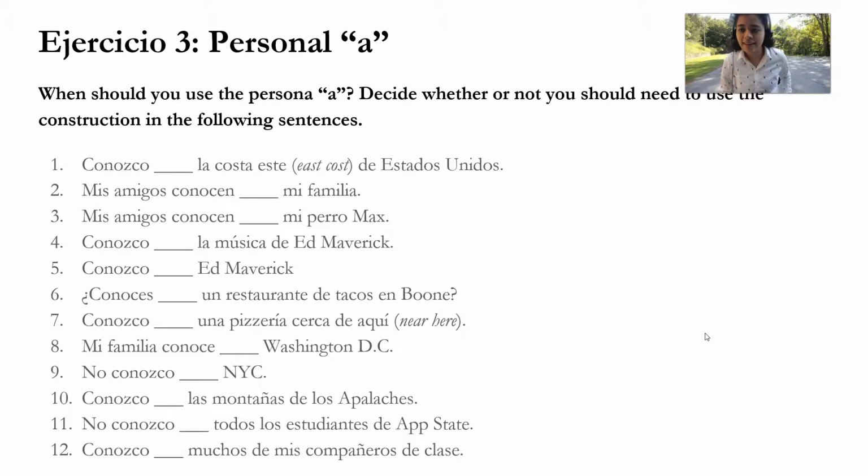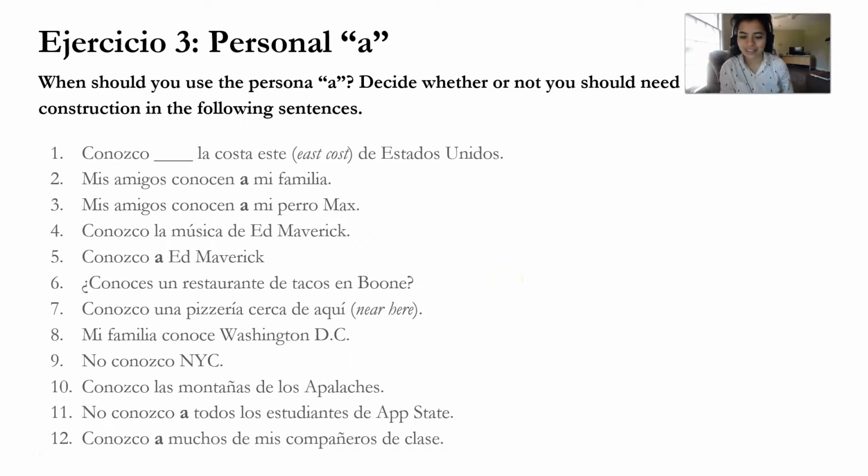And the last exercise, when you should use the personal a. Sorry, there are some mistakes here in the instructions. Decide whether you should or you shouldn't use the personal a in the following sentences. Remember, the personal a after the verb conocer is used to introduce a person or a pet or an animal. And here you can check your answers.